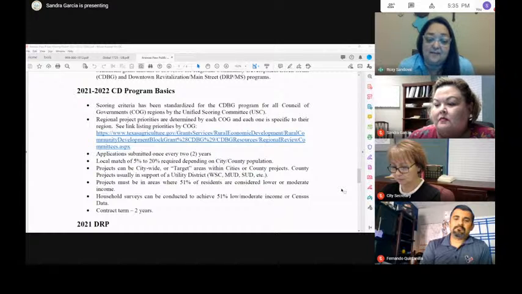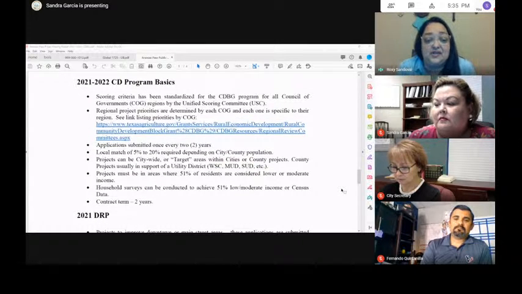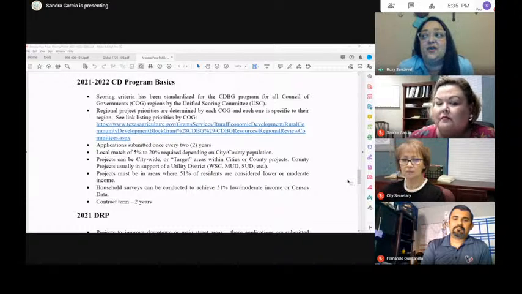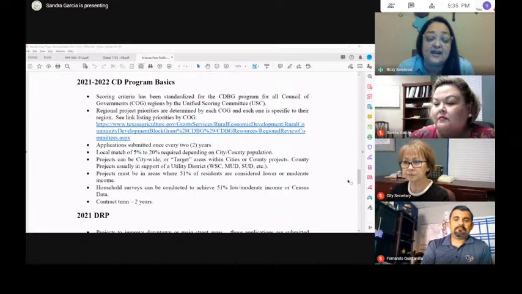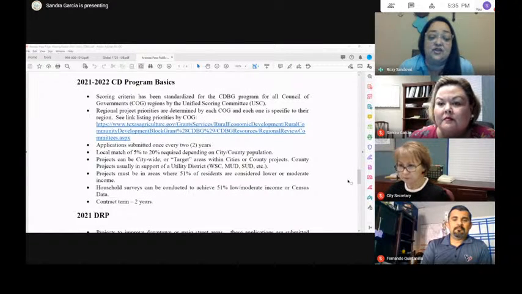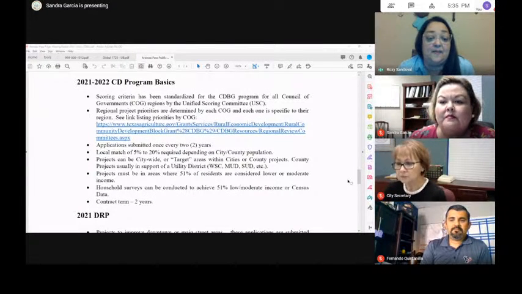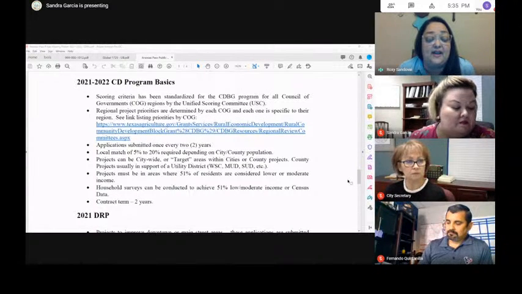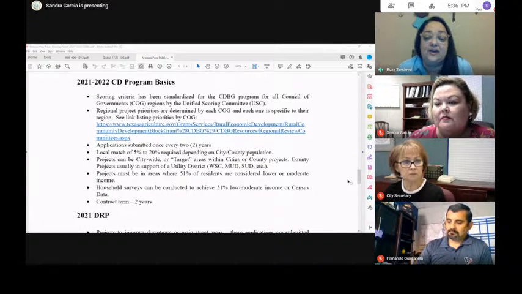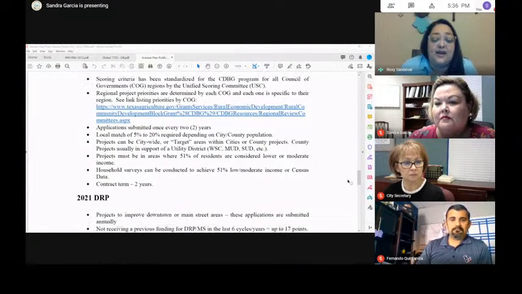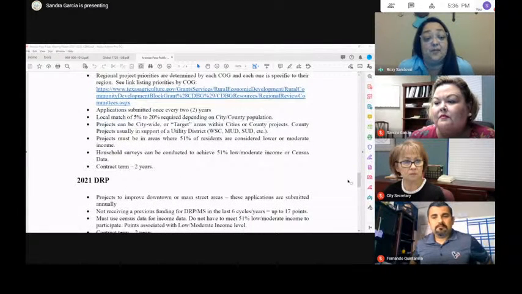The projects, the most important part of this program, the project must be in an area that's 51% low to moderate income. And so we accomplish this either through census data, and if census data does not show that, we usually do household surveys, door-to-door surveys, to be able to achieve the 51% low to moderate income. These contracts for the CD program are 2 years. So the city, if awarded, would have 2 years to complete the project and close it out.